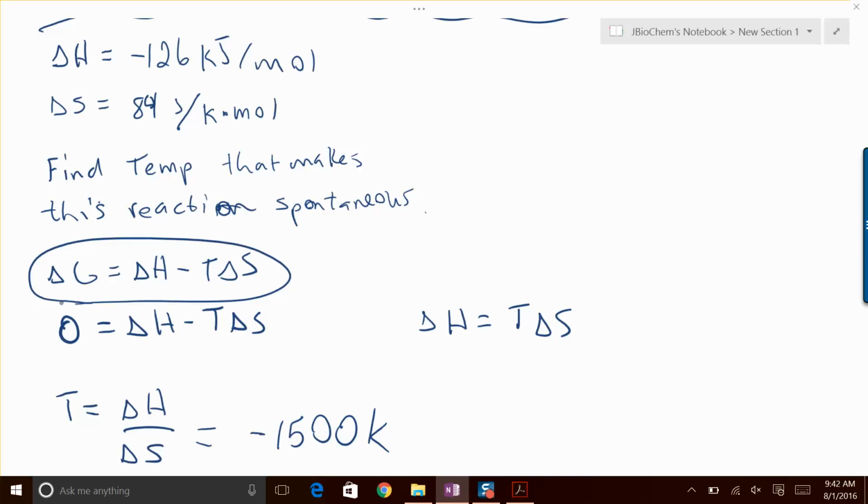And so you will always have a negative delta G. It'll be a negative plus a negative, so it always becomes more and more negative. So delta G will always be negative. We can make the assumption that delta G would be negative because delta S and delta H are opposite signs, so delta G is the same as delta H.